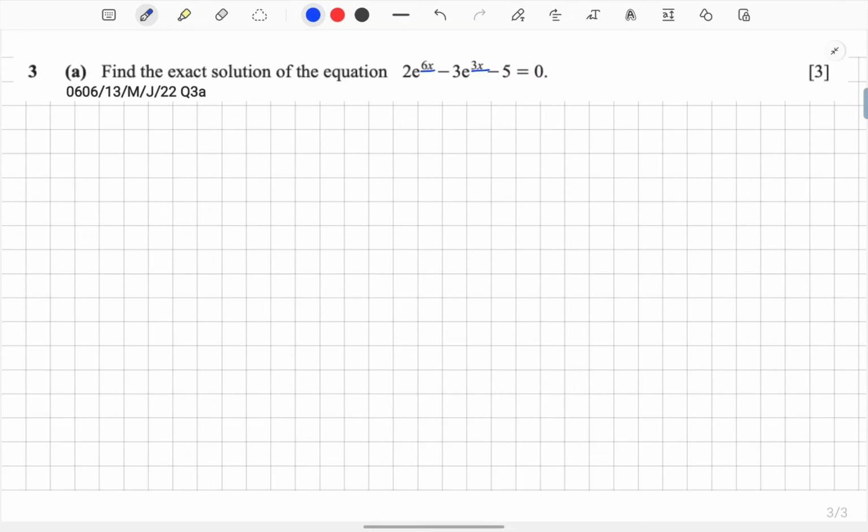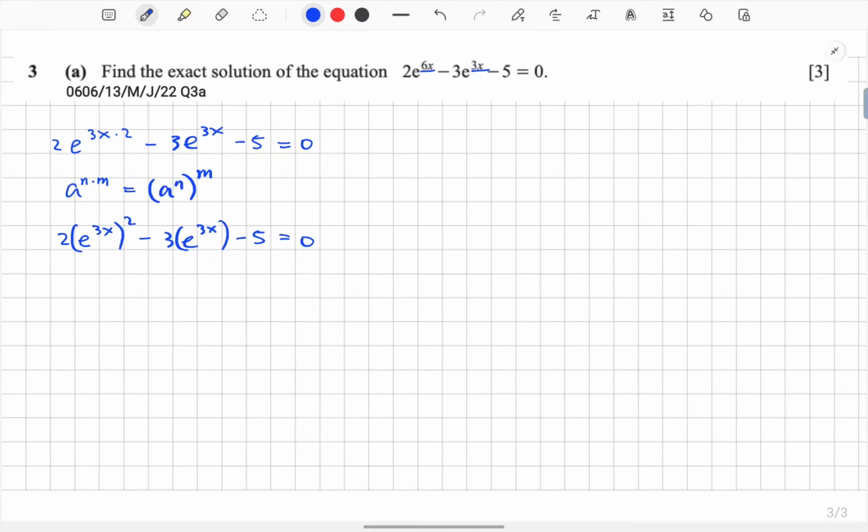Our approach is to make the two exponents more similar. To do that, we can write 2e to the 6x as 2 times e to the 3x, squared. It will still be the same. And minus 3e to the 3x minus 5. Here we have a rule: a to the n, to the m, is a to the n times m. So we can use this rule to write this as e to the 3x, to the 2, minus 3e to the 3x.